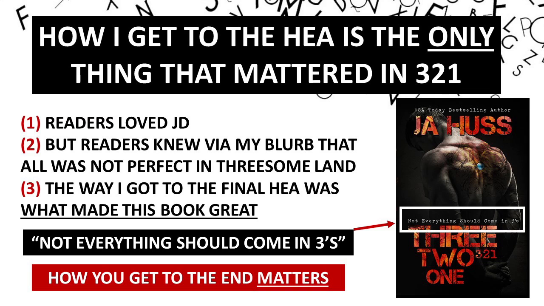The readers really liked JD because he was charming and he was the fun-loving one. But they knew because of my blurb that something was going to happen at the end. And the way I got to the final happily ever after was what made this book great. My little tagline on my cover was, "Not everything should come in threes." So they knew that even though this is being touted as a three soulmates love story, it wasn't going to end that way. And I think I made that pretty clear all the way through. So they were hoping, they were wrong, but they weren't. So how you get to the end really, really does matter.